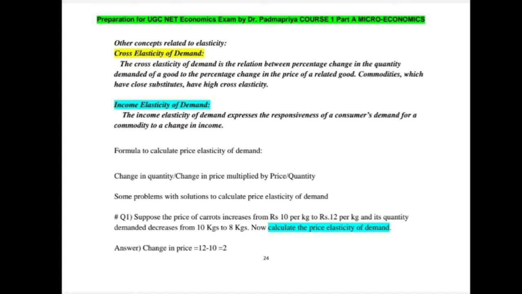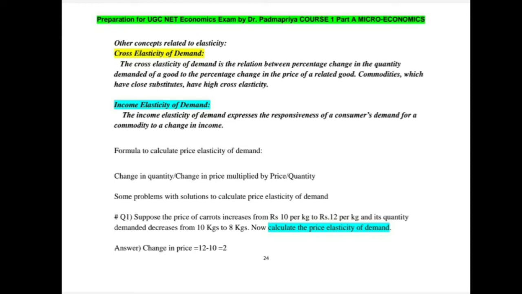Here I have given two problems. The first problem is how to calculate price elasticity of demand. Suppose the price of carrots increases from 10 to 12 and the quantity demanded decreases from 10 to 8. How to calculate the price elasticity? Here the change in price is 12 minus 10, which is 2. Then the change in quantity is 8 minus 10, which is minus 2. Initial price is 10, initial quantity is 10.